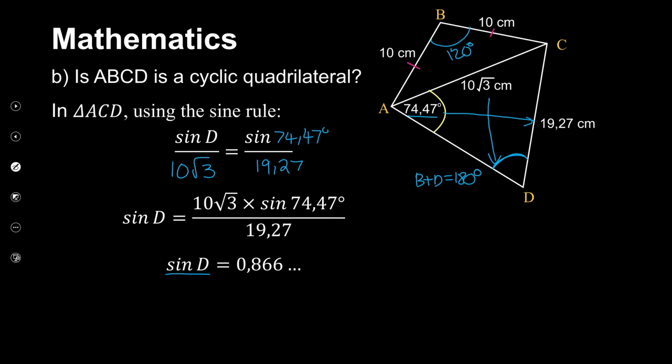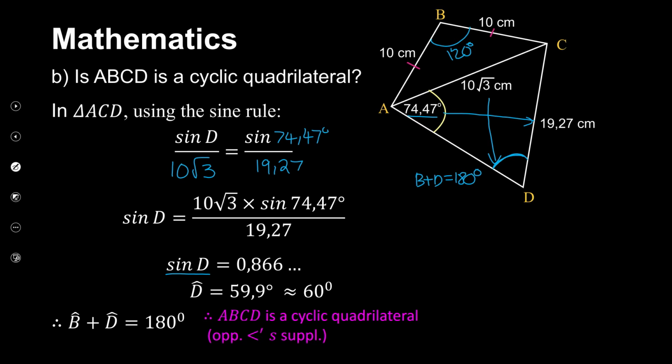And if we find D is 60, because remember that's what we're looking for, then we know we have a cyclic quad. Okay, so if you click shift sine, we end up with D being roughly about 59,9, which is approximately 60 degrees if we round it off to the nearest decimal, which means now B plus D is equal to 180 degrees. And that means we've now proved that ABCD is a cyclic quad, because now we've just proved that the opposite angles are indeed supplementary.